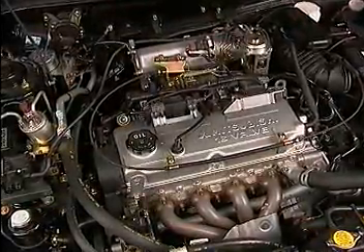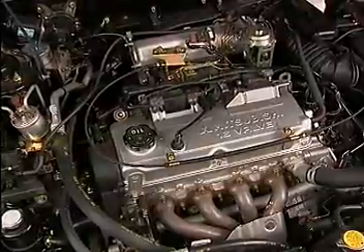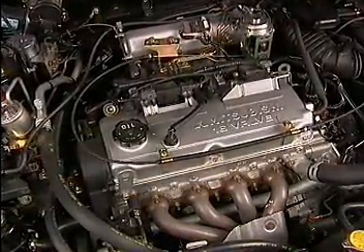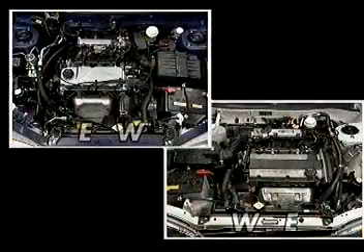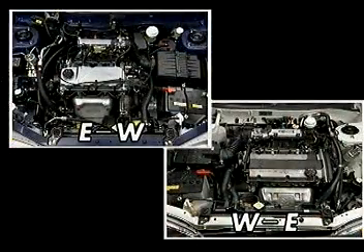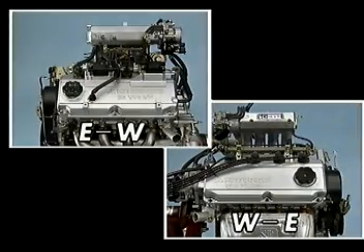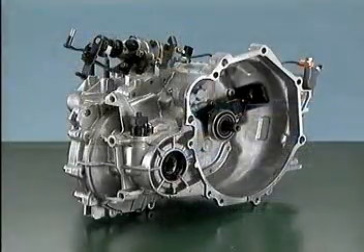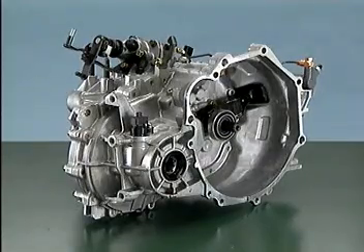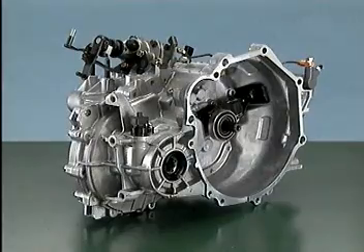Under the hood, you'll find that the mounting direction on both the 1.5-liter and 1.8-liter engines has been changed 180 degrees, from west-east to east-west. This allows for smoother operation by reducing acceleration and deceleration shock. Mounting the engine from east to west also allows for a reduction in moving parts within the transaxle, resulting in quieter operation and less weight.